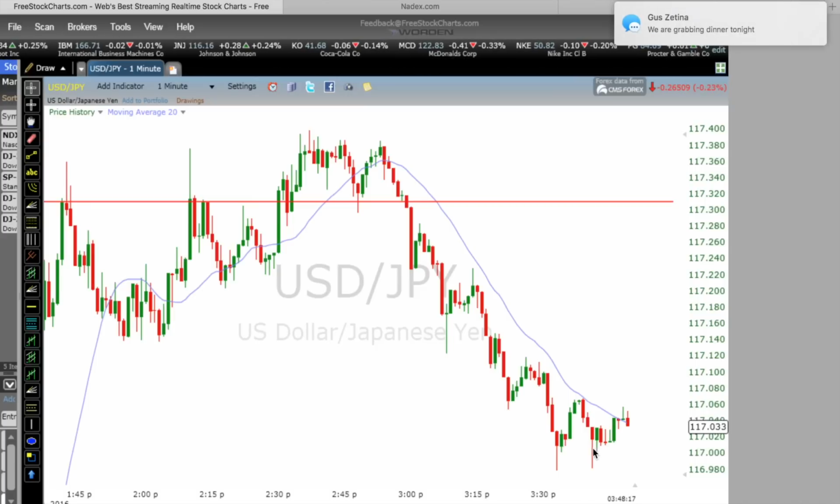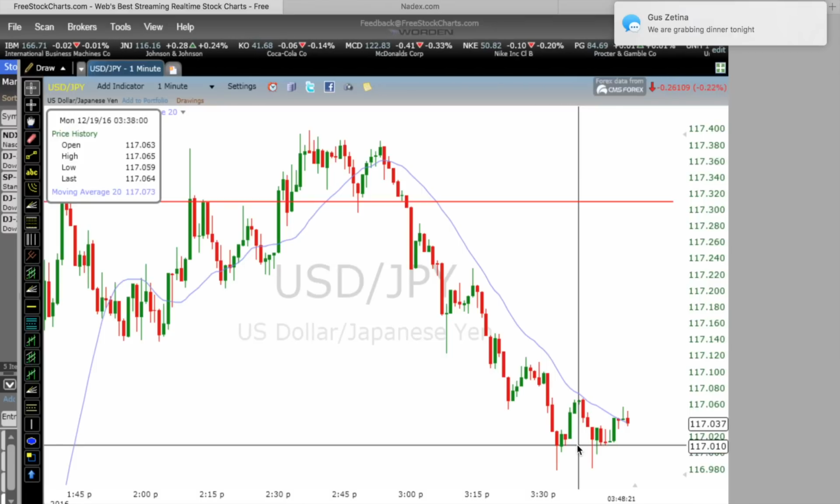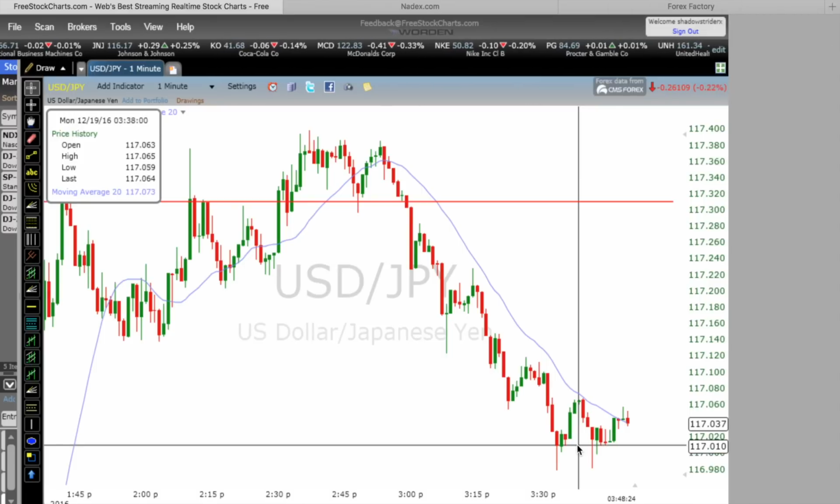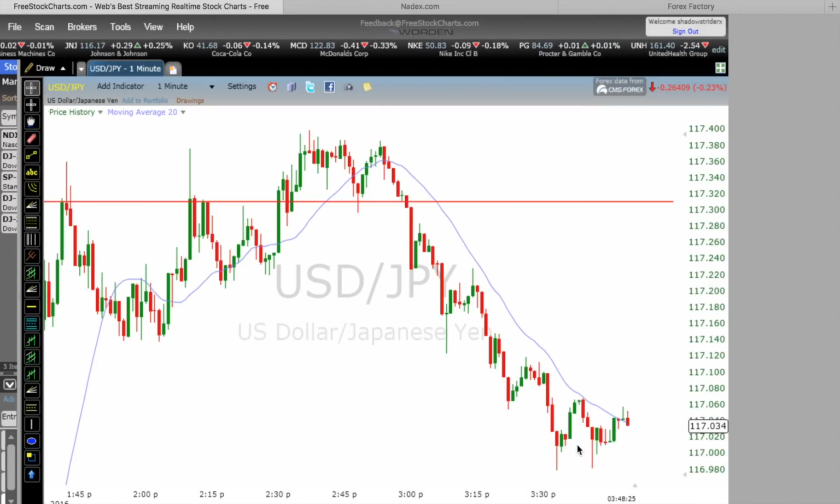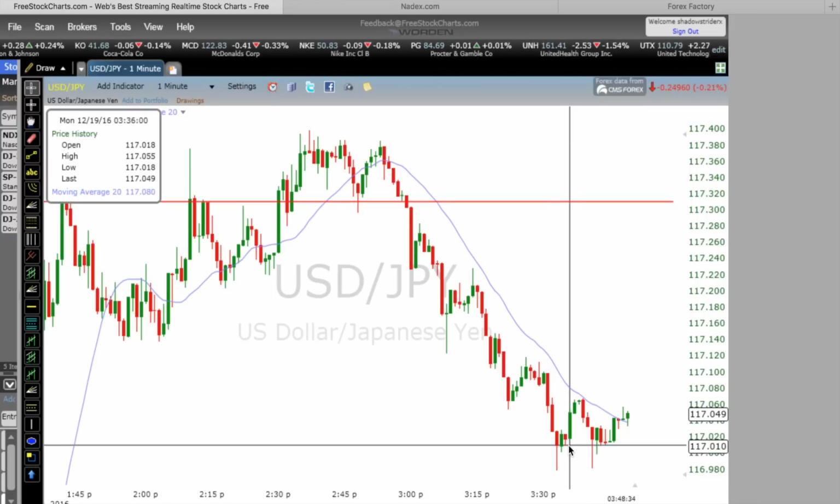So what I did is I got a contract in at this value right here, 117.01. This is an in the money contract, obviously, but I said basically by the time this 5-minute expires, the market will stay above this support line.